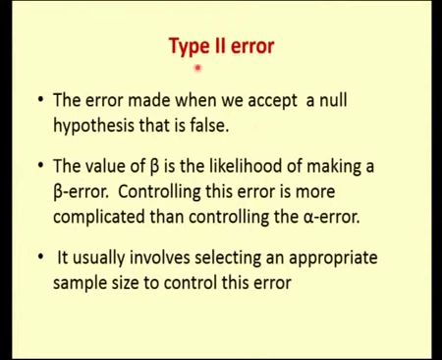Another type of error, as I told you, is type 2 error, made when we accept the null hypothesis that is false, and beta is the likelihood of making that error. Controlling this error is more complicated than controlling the alpha error. To control it, you can increase the sample size. By increasing your sample size, you can minimize the alpha error as well as the beta error.